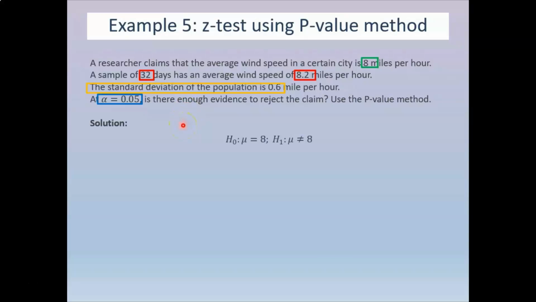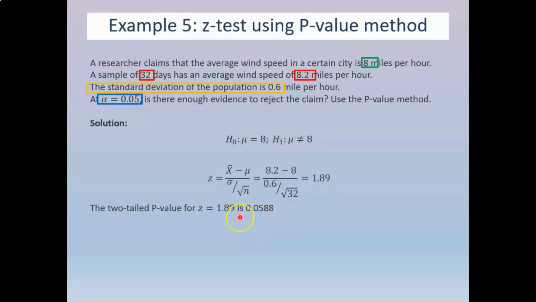Then we state the hypothesis like this. For H null, mu equals 8, H1, mu unequal to 8, because we don't have any information that shows the mean increases or decreases. Then we find the test value using the z-test formula, we get 1.89. Then using the z value, we need to find the p-value. So since we consider the two-tailed situation, the p-value for this z value is equal to 0.0588.